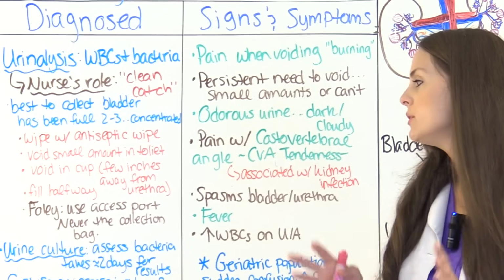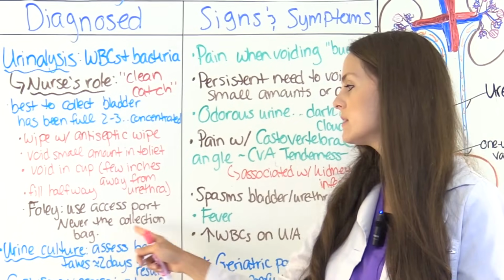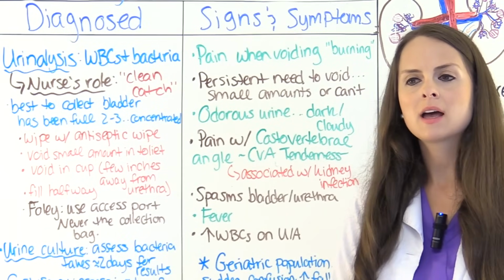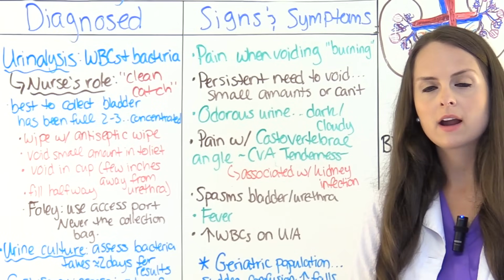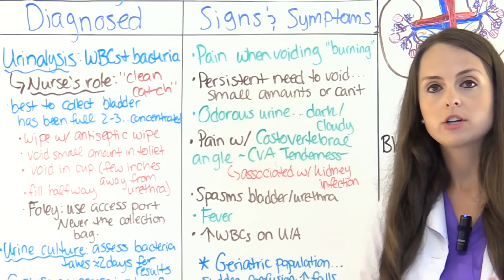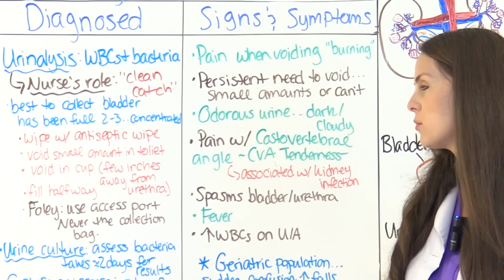Sometimes there's not urine freely draining from there, so you can clamp the tubing to collect some of the urine. However, you never ever want to collect the specimen from the collection bag, because sometimes there's bacteria present in there, and it's not a good indicator if the patient has a urinary tract infection. So always use the access port.